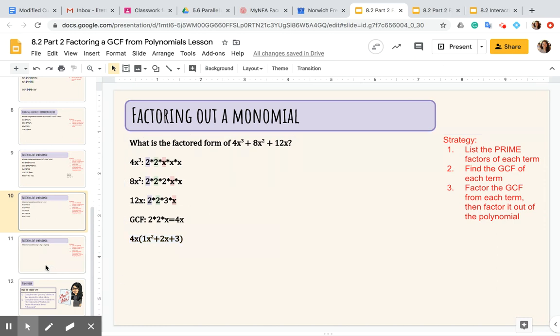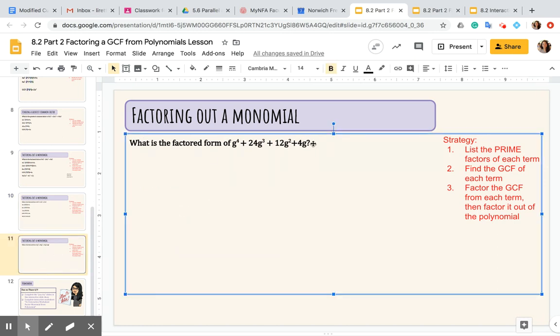Okay, let's do one more. I'm going to take all of these terms, quite a long polynomial this time. No, don't capitalize it. 24g cubed, 12g squared, 4g.